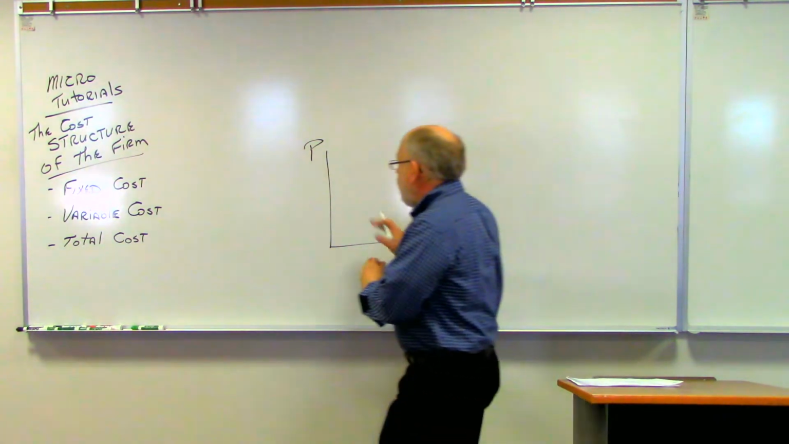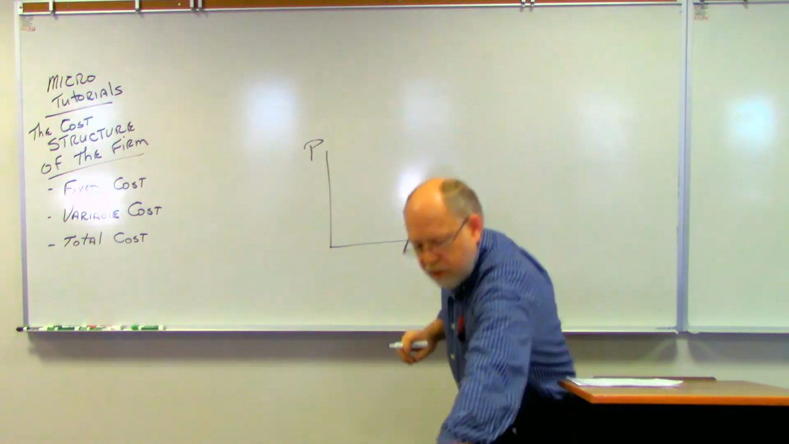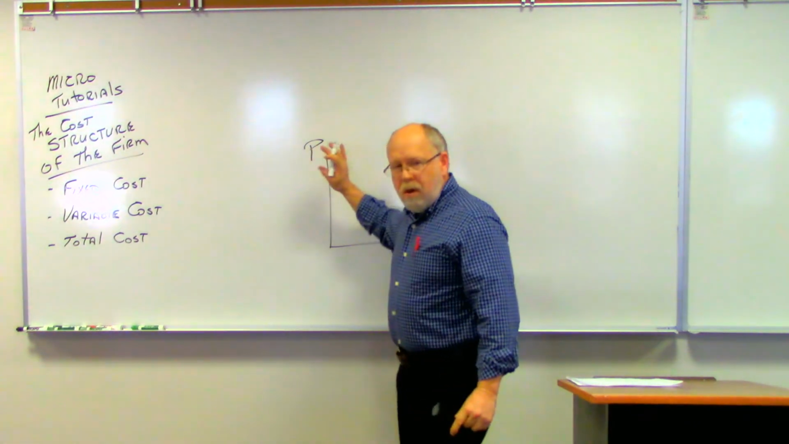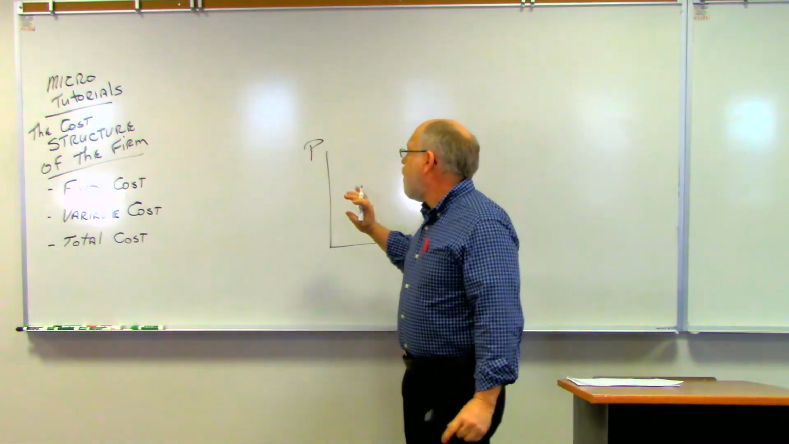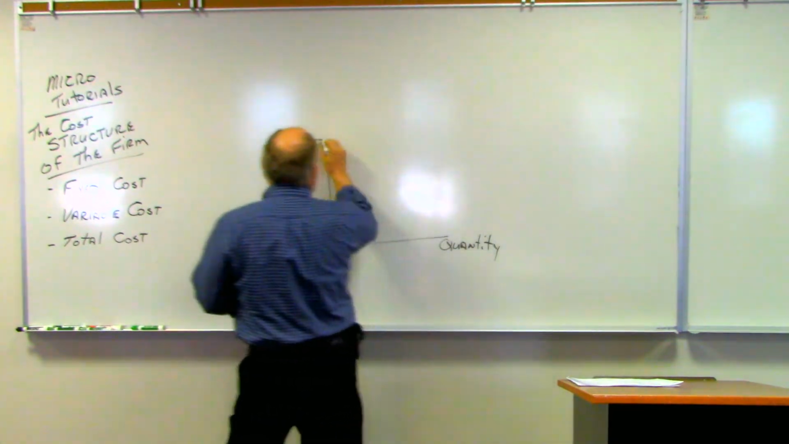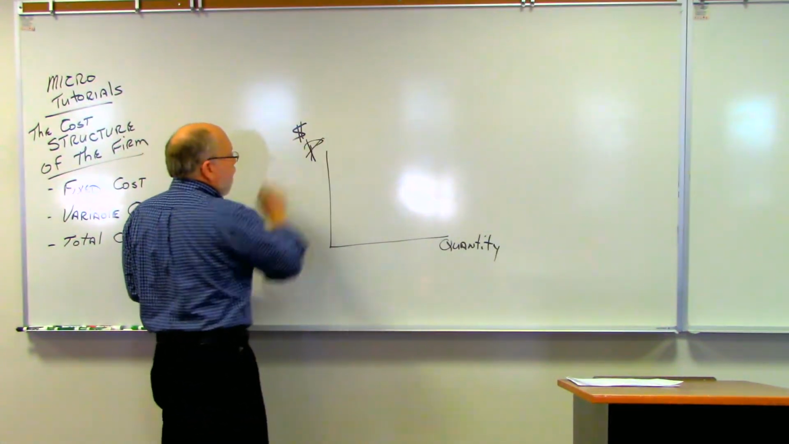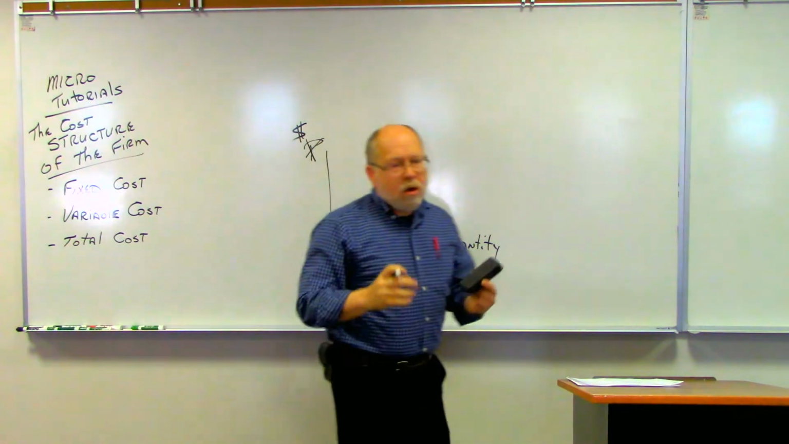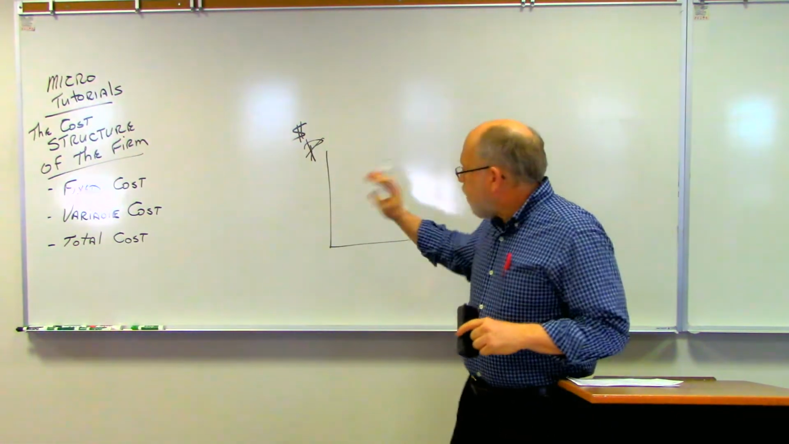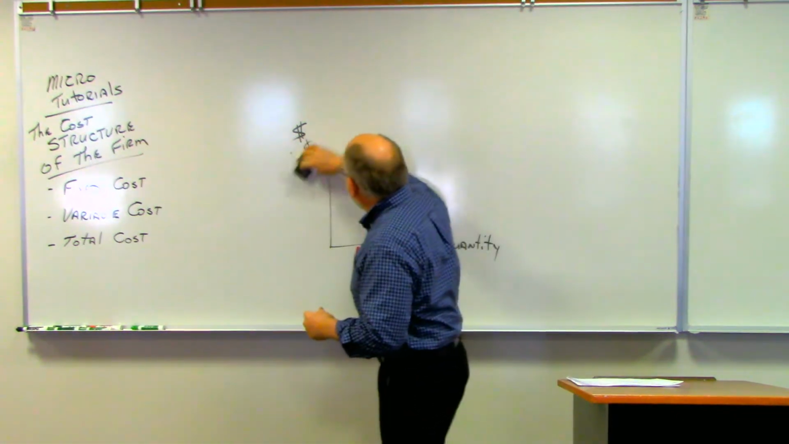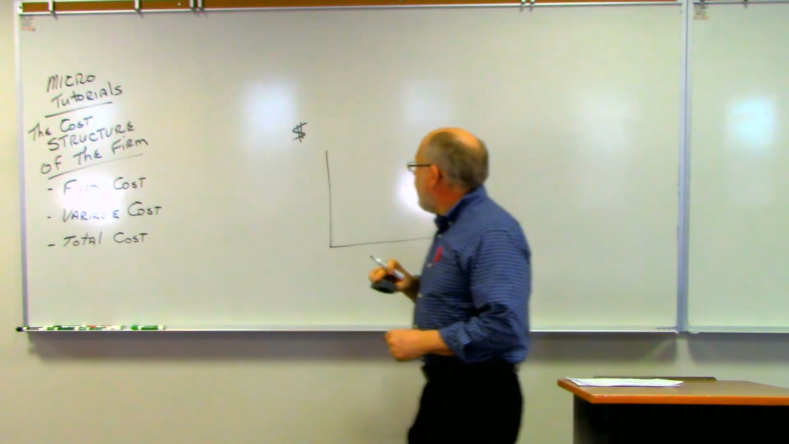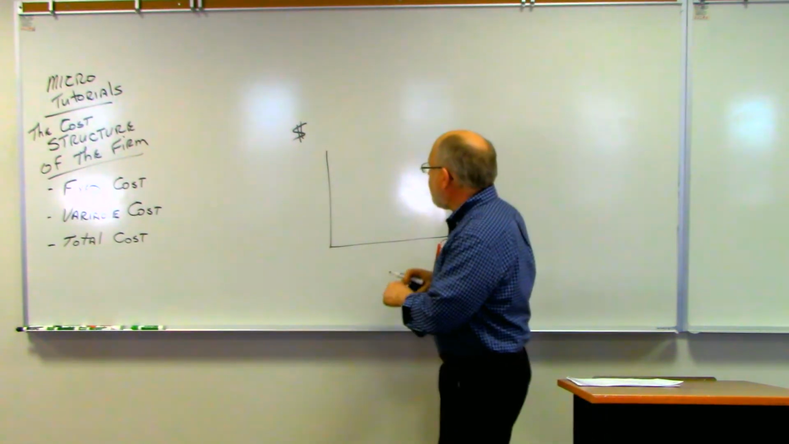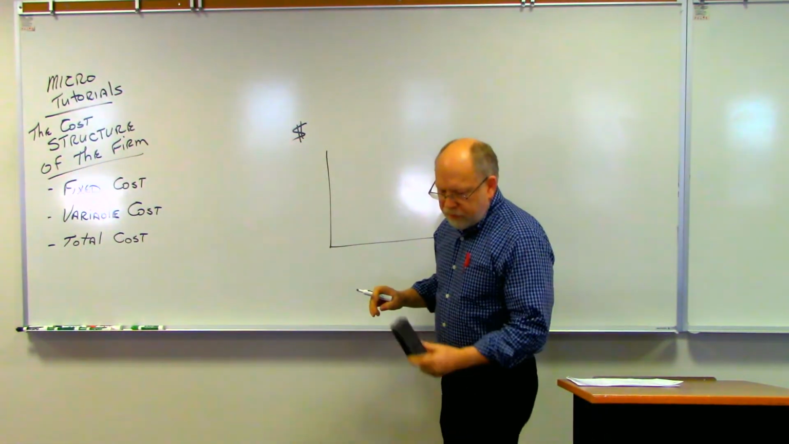So we have to do something else very quickly here. Let me get rid of this P because we can no longer talk about just price on our graph here. We're going to get rid of that P and just put a dollar sign there because we're going to be talking about cost and not just price and quantity anymore. From now on we're going to have a dollar sign there, which is going to have both cost and price on this vertical axis.